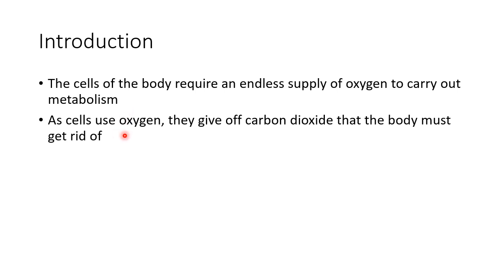As the cells use oxygen, they give off carbon dioxide that the body must get rid of. So in essence, in metabolism, carbon gets oxidized to form carbon dioxide. And that removal of electrons will power the gradient that will produce adenosine triphosphate.